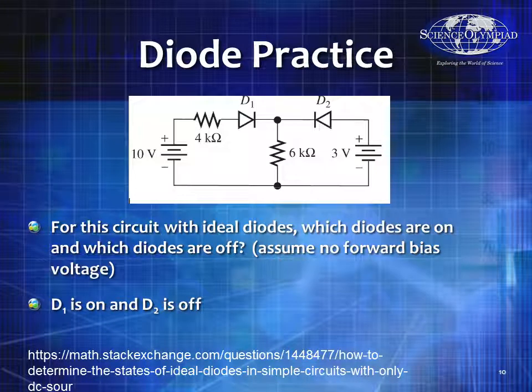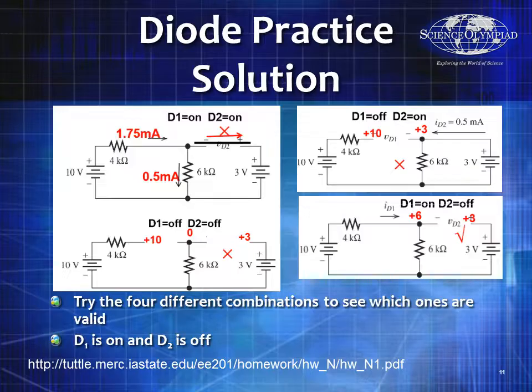So, for diode practice, let's say this is our diode problem. We've got ideal diodes, so there's no forward bias voltage. The forward bias voltage is 0, and there's no resistance in the diode. It's 0 as well. So you don't know which of these diodes are turned on and which are turned off. To solve it, you actually solve it for all 4 conditions. So it's much like a switch problem.